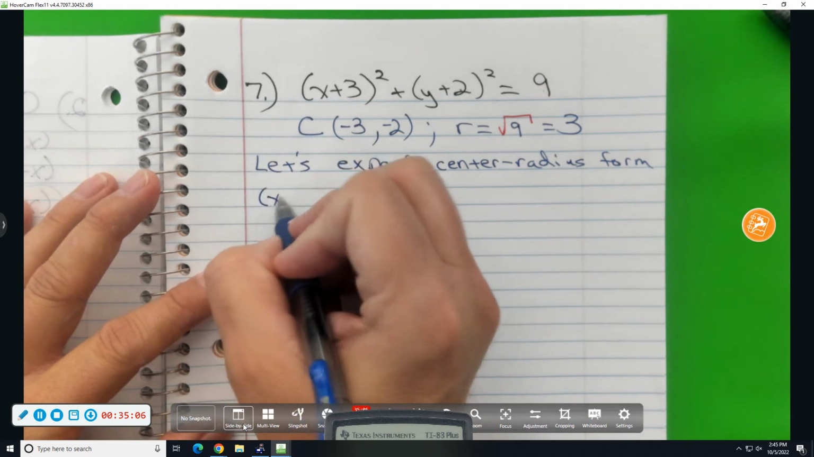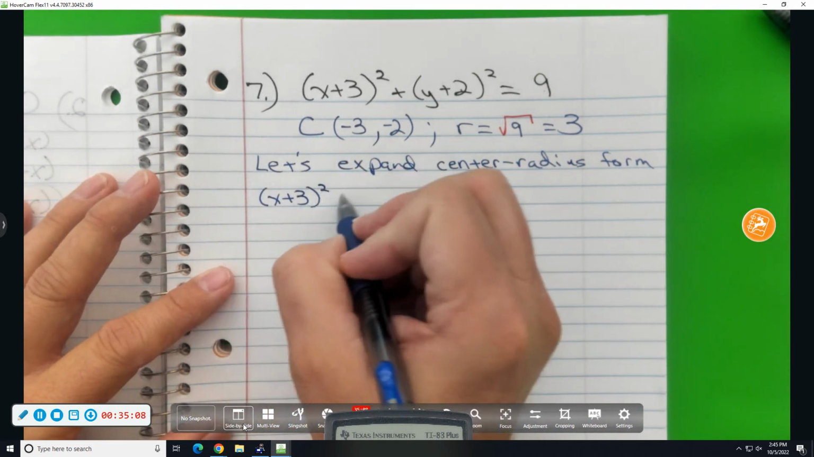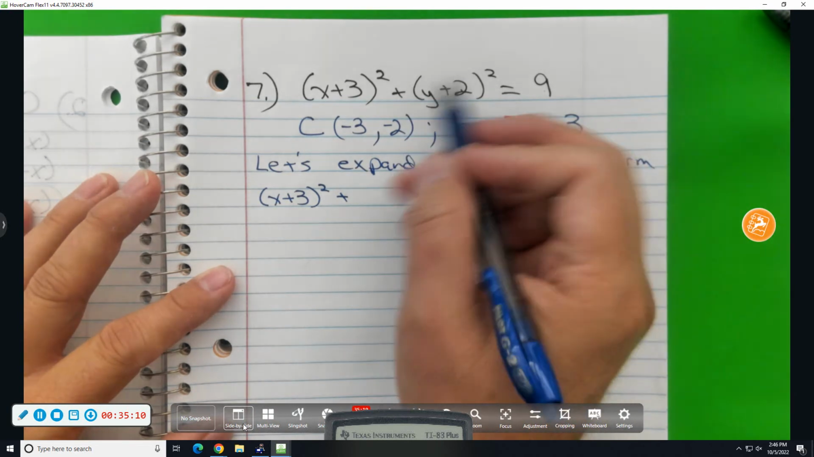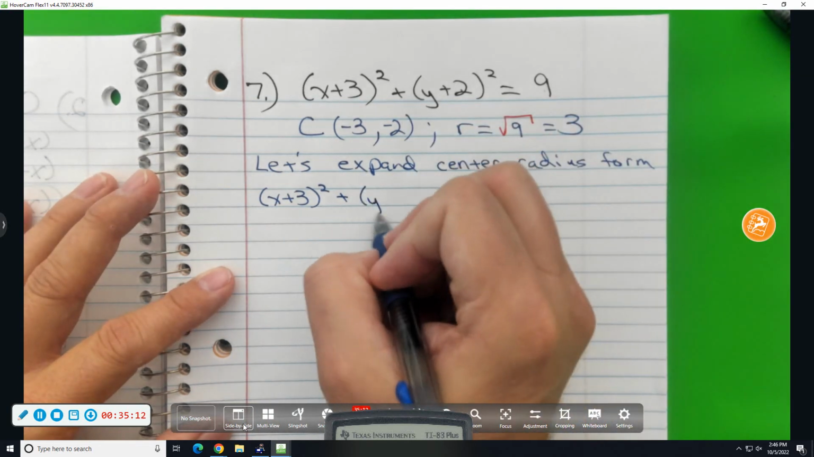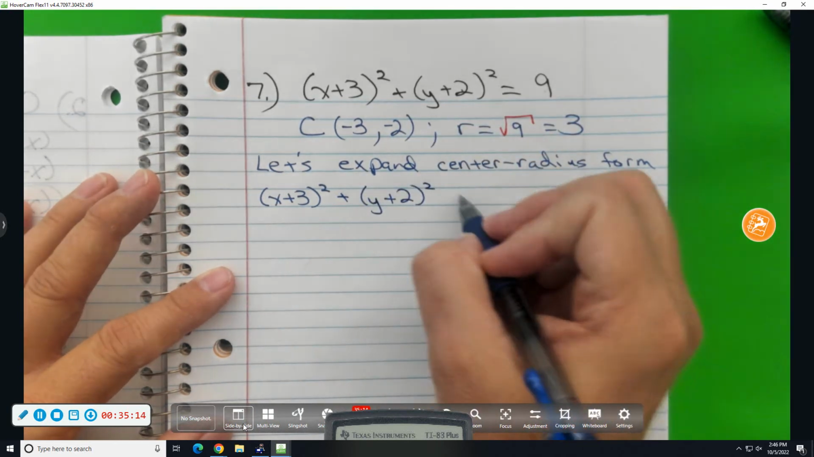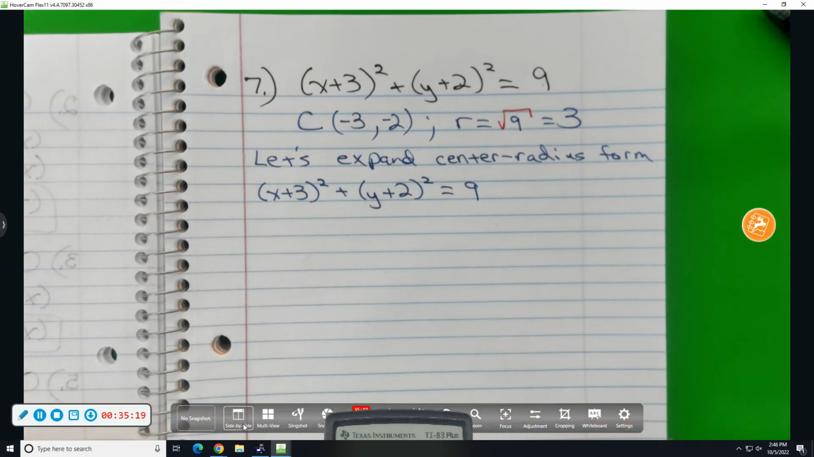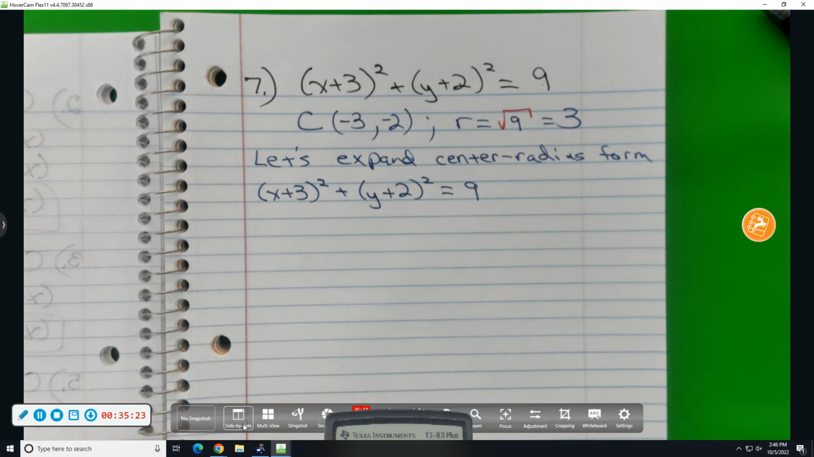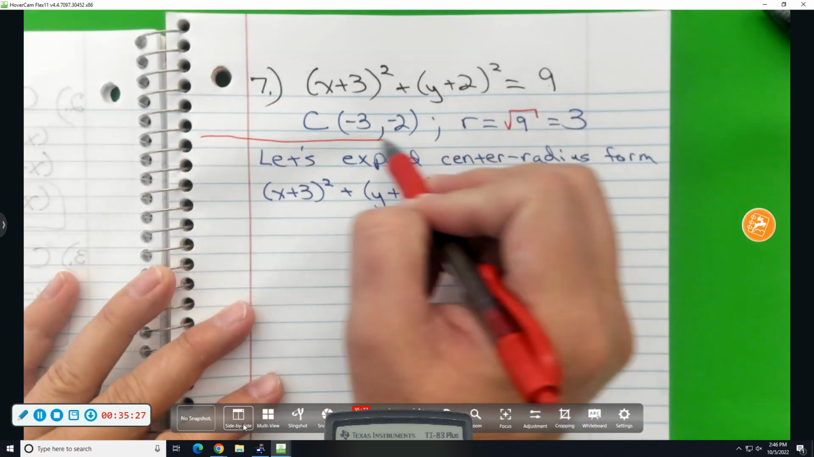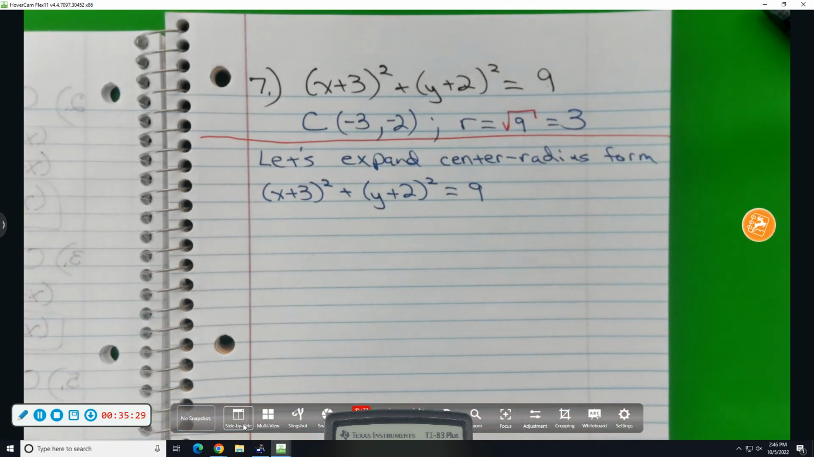Suppose we had (x + 3)² + (y + 2)² = 9. I'm just going to use this circle from number 7, but realize we're through with number 7. I just needed a circle to use as an example for what I'm about to do, so I decided I'd use the one that was sitting there on number 7.